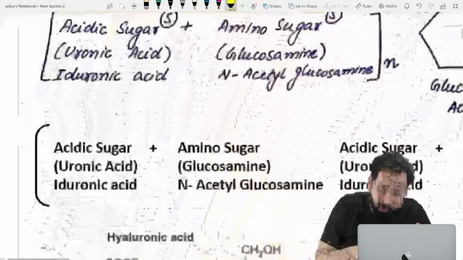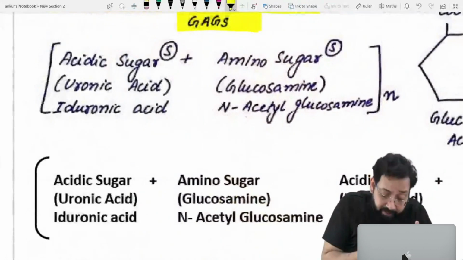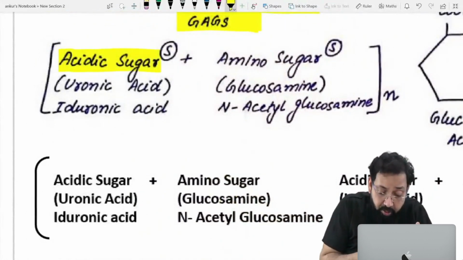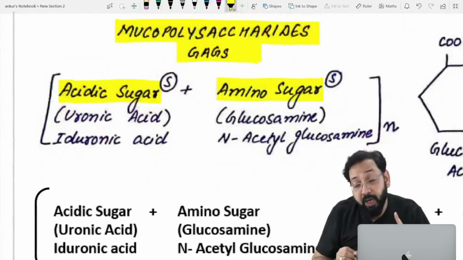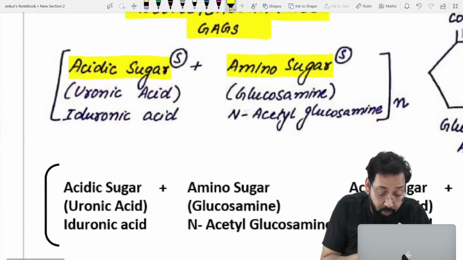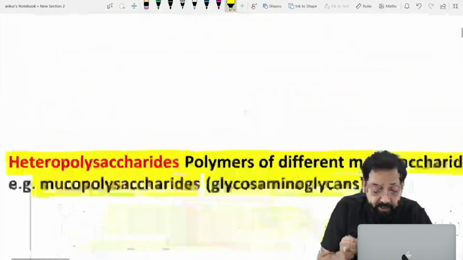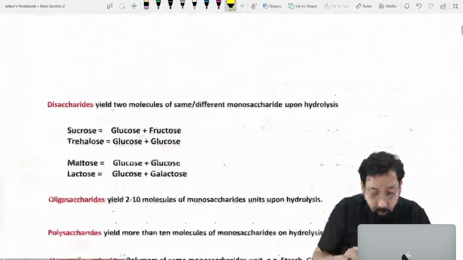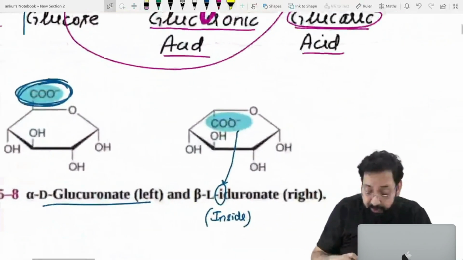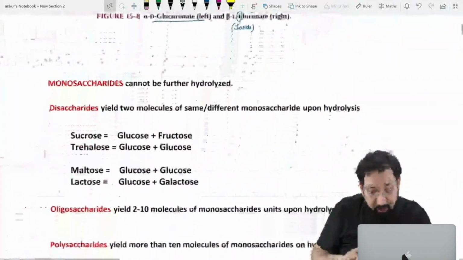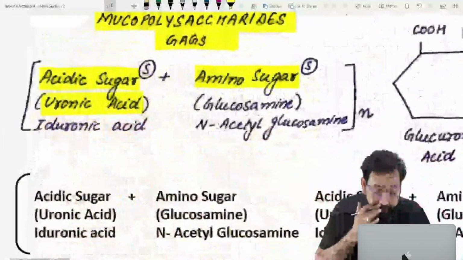All these were having 1 acidic sugar and 1 amino sugar. Acidic sugar means carboxylic group. You all know uronic acid is having a carboxylic group. Iduronic acid is also having a carboxylic group. Carboxylic group is an acidic group, so acidic group means acidic sugar.